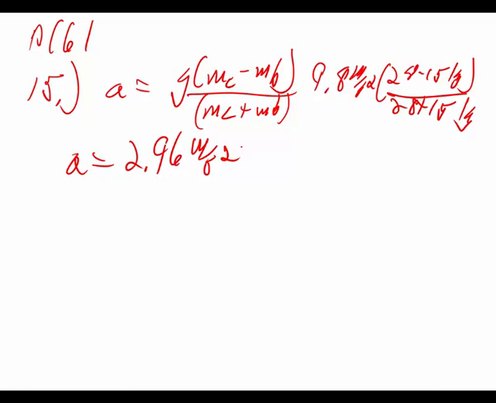All right, now our next part, we had to do what? It said to find the tension. Well, all we have to do is go back to our equations. We had this equation, T minus MBG is equal to MA, and T minus MCG is equal to negative MA. And so we plug in A.